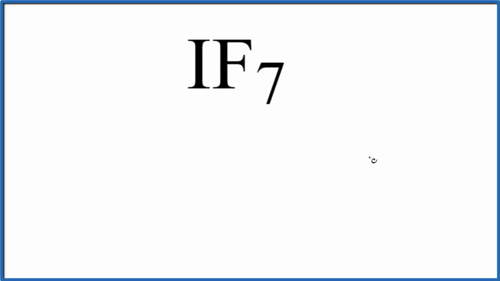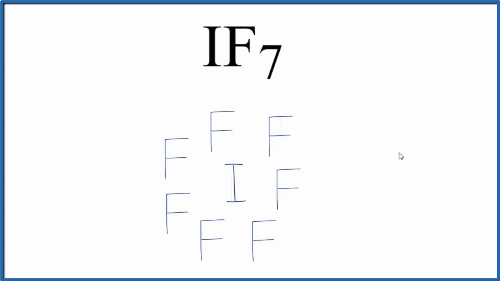In this video, we'll write the Lewis structure for IF7. That's iodine heptafluoride. We'll put the least electronegative atom in the center of the Lewis structure. That's the iodine. And then we'll put 7 fluorine atoms around the iodine. Okay, I've done my best here.